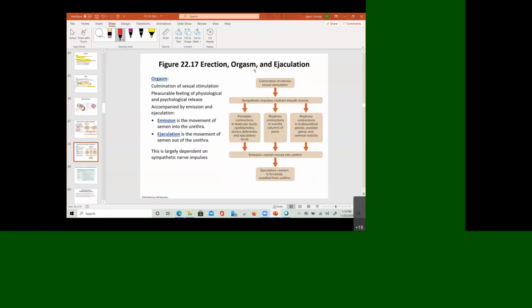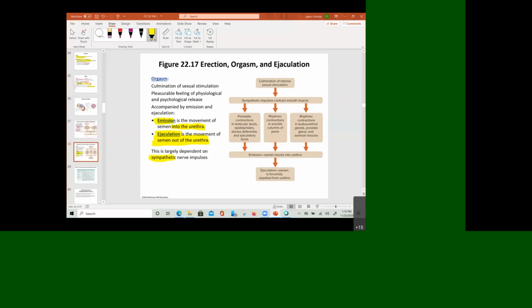Orgasm. So orgasm is basically the culmination of sexual stimulation, which is a pleasurable psychological and physiological stimuli. Okay? Orgasm is actually accompanied by two stages, emission and ejaculation. Emission is basically the movement of the semen into the urethra. Ejaculation is the movement of the semen out of the urethra. Two important things. Okay? Now, orgasm is actually a sympathetic discharge stimulation.